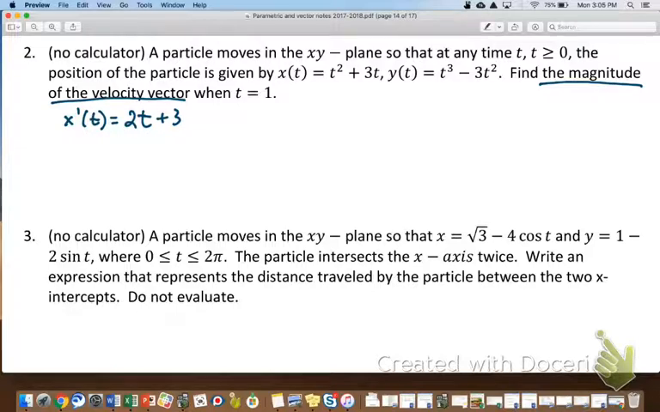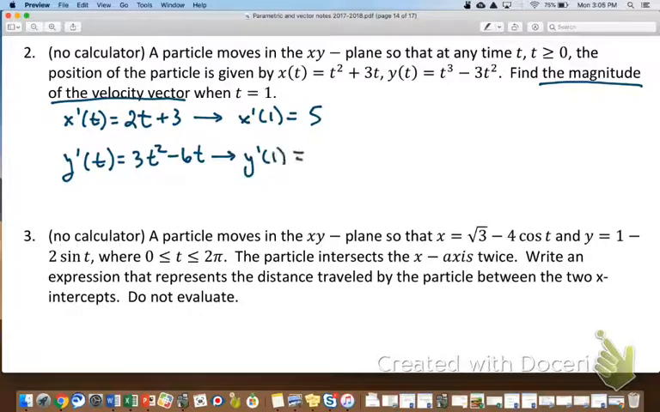Okay, so if I'm trying to find speed, I need to know velocity components. So here are my two velocity components. And then I need to know what the velocity components are when t equals 1. So I'm going to write x prime of 1. That would give me 5. And y prime of 1. That would give me negative 3.